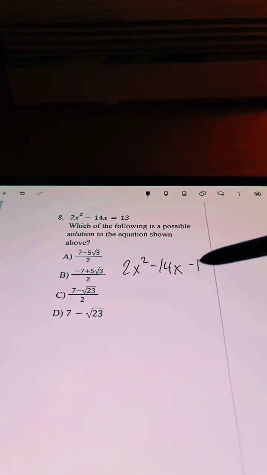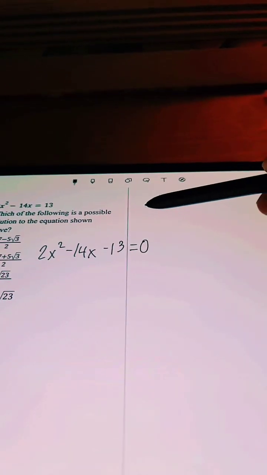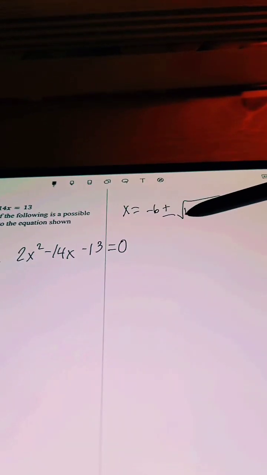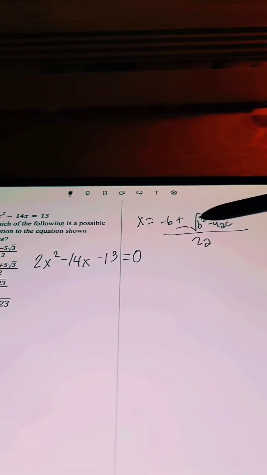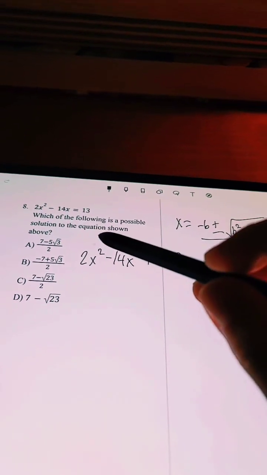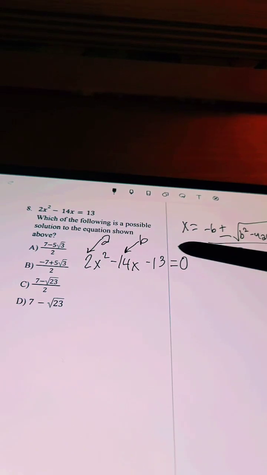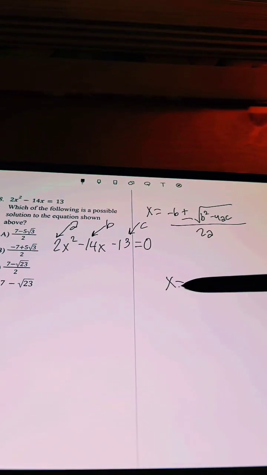So I'm going to do 2x squared minus 14x minus 13 is equal to 0. And now, since the quadratic formula says that x is equal to -b plus or minus the square root of b squared minus 4ac over 2a, I have to figure out what a, b, and c are based on this, and then just plug it in. So a is the number that's multiplied by x squared, b is the number being multiplied by x, and c is the number off by itself. So now I can just easily plug those in.